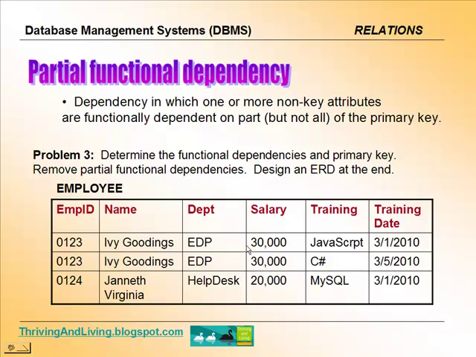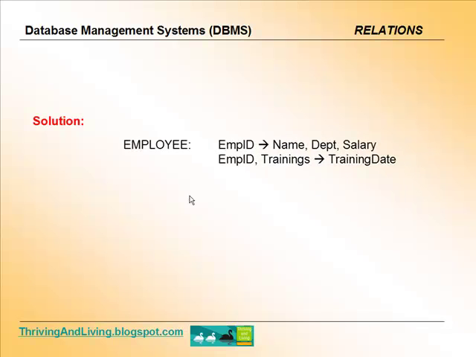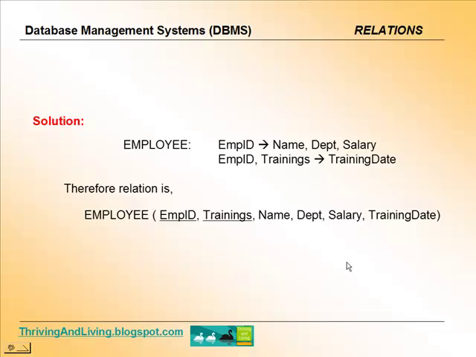Let us check our table and derive our functional dependency notation. Name, department, and salary are all dependent on employee ID, while training date is dependent on both employee ID and training. Having identified our dependency, we have on our relation a primary key, a combination of employee ID and training.